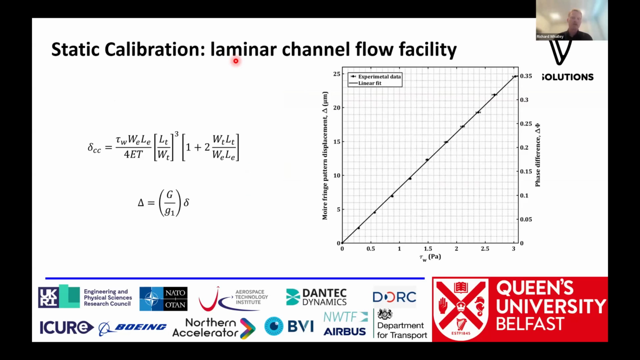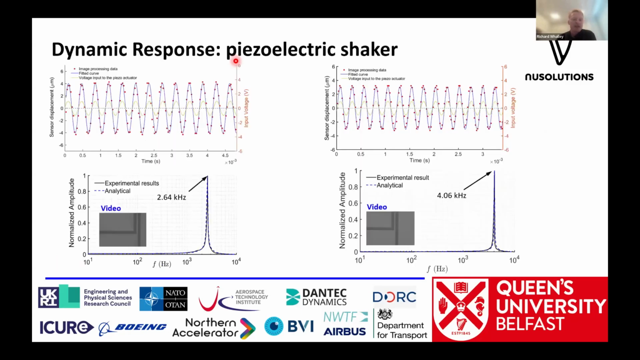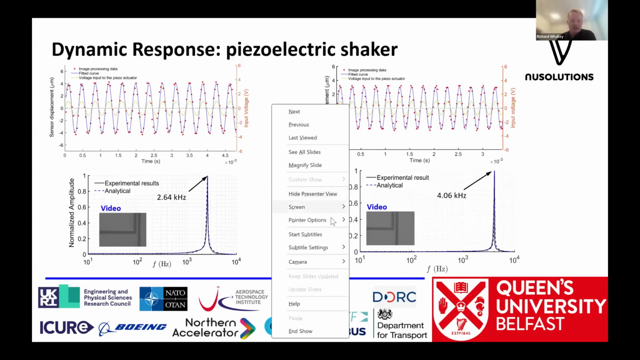And so think back to the very start of the presentation, I showed you the analytical framework of how far this sensor should move analytically. And if we just plot that on, we get the red dashed line here. And so we get really great agreement between our analytical framework and our experiments. So we've got a very good idea about how our sensor is going to behave before we decide to put this into production. So next, we also do some dynamic calibrations too.